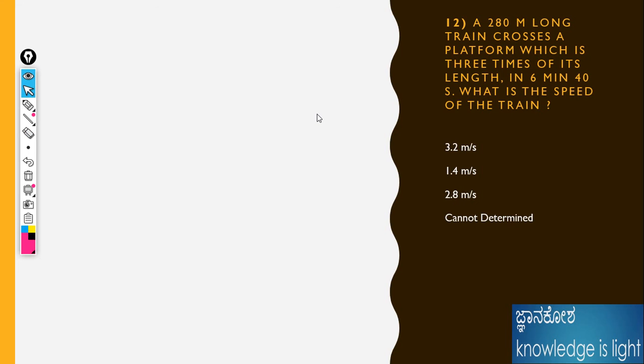Okay, this is the time and distance. There is a train and platform problem. I will cover it. Not a problem. This is not an ages problem topic. The train crosses a platform of 3 times its length. The length of the train is 280. The given ratio of the length of the train to the platform is 1 is to 3.